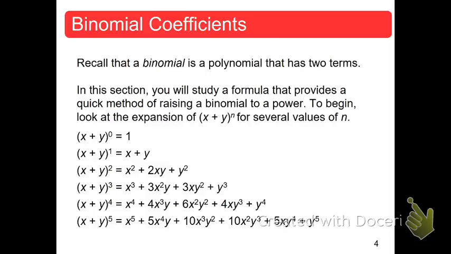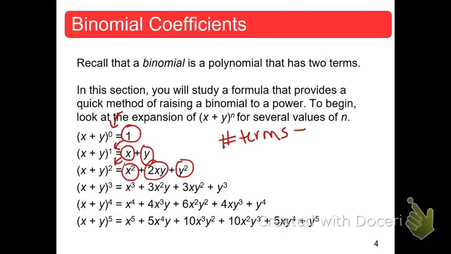And as you can see, now a couple things you want to notice here. One of them is how many terms each one has. The first one here, there's only one term, but my exponent was 0. On the second one, there's two terms, but my exponent was 1. My next one, there's 3 terms, but the exponent there was only a 2. So what we're finding is the number of terms is equal to n plus 1, where n is your exponent.